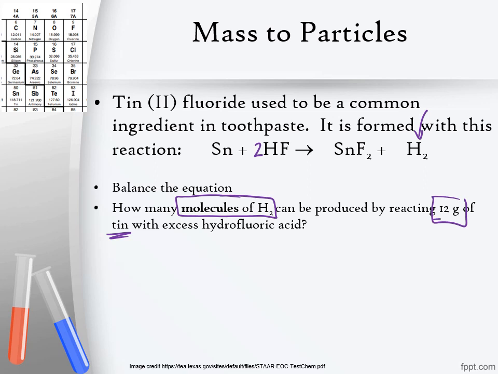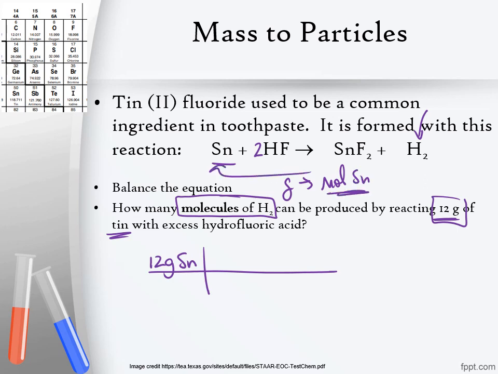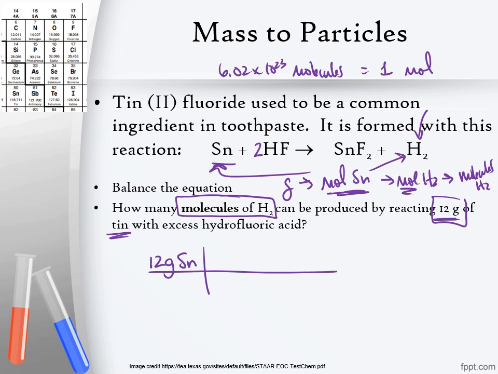We're going to start with our given 12 grams of tin. You're going to turn those grams into moles. We're going to have moles of tin. Once you have moles of tin, you can use mole ratios and figure out how many moles of hydrogen gas there are. As soon as you have moles, you can use Avogadro's number, the mole number, to figure out how many molecules of hydrogen gas there are. Remember that there are 6.02 times 10 to the 23rd molecules in 1 mole.